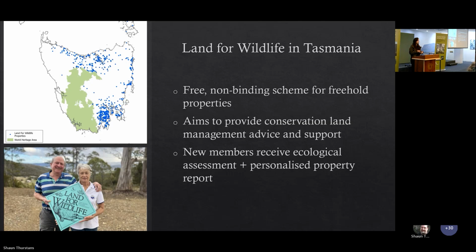People sign their property up to the program and become a member of the Land for Wildlife community. And then when people sign up, a Land for Wildlife assessor, which is often a volunteer, will visit the new property and conduct an ecological site assessment, which they then use to produce a property report. The property report contains an overview of the natural values and threats on the property, and then also gives some tailored personalised land management advice and general conservation tips.